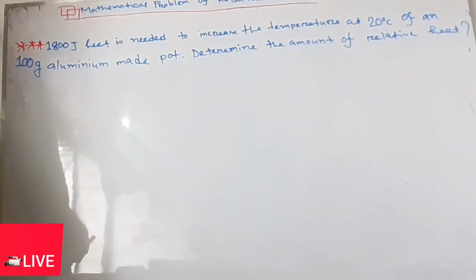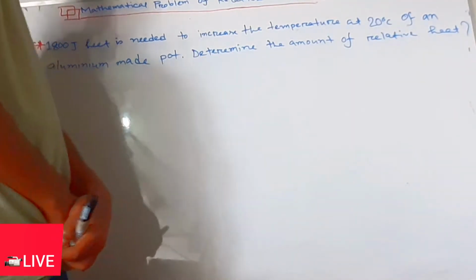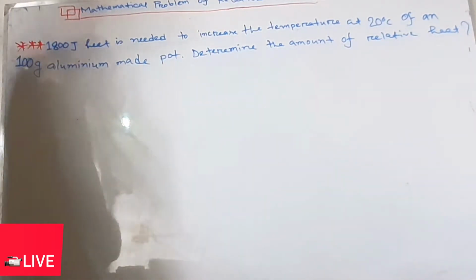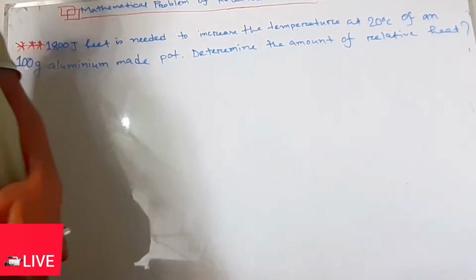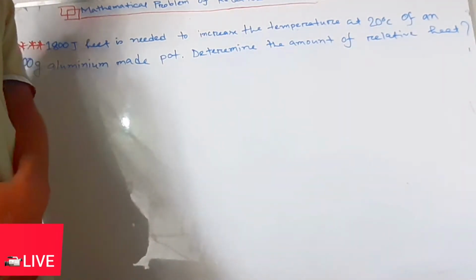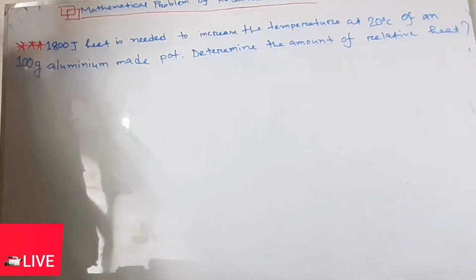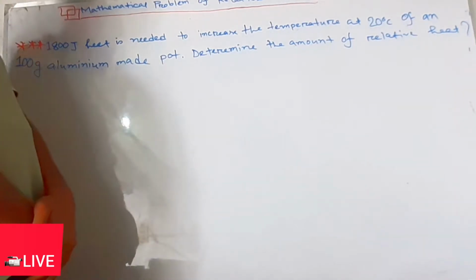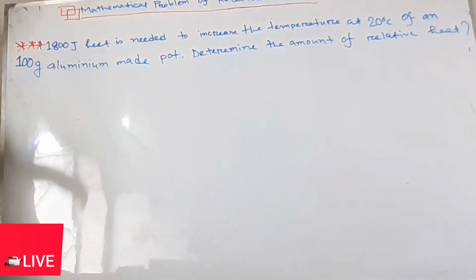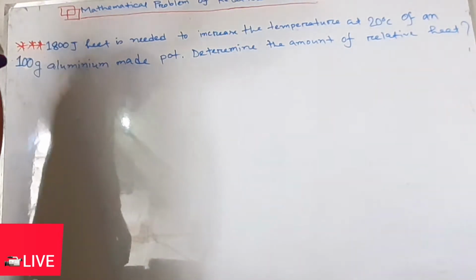And after a long time, I have come in front of you with another important topic, very important for class 9 and 10: the mathematical problem of specific heat, the heat effects on an object. Now you are noticing a question written on my whiteboard. 1800 joule of heat is needed to increase the temperature by 20 degrees Celsius of a 100 gram aluminium block. Determine the amount of specific heat.